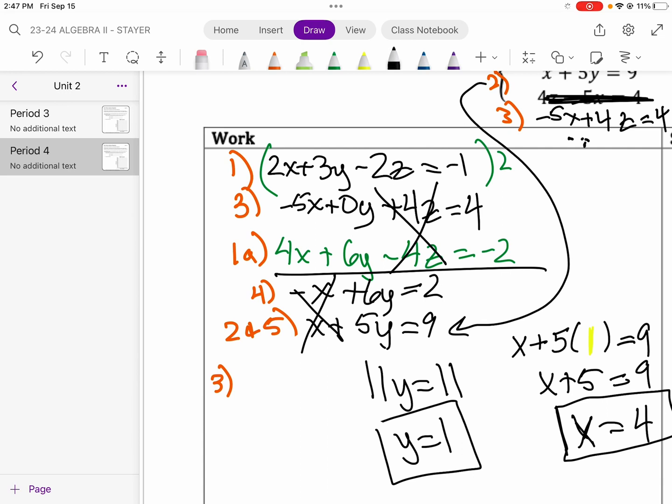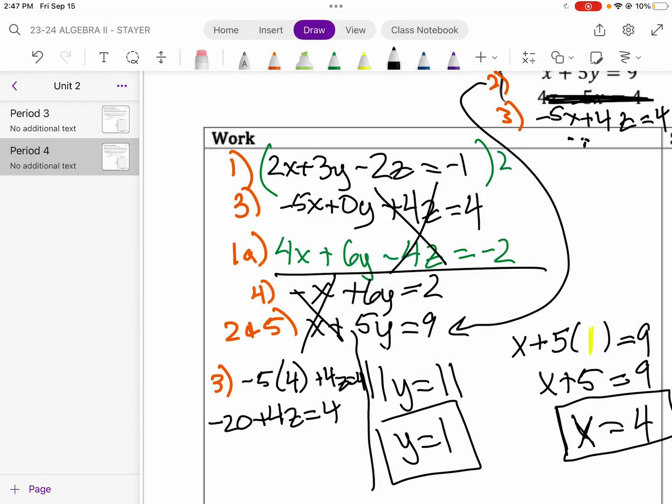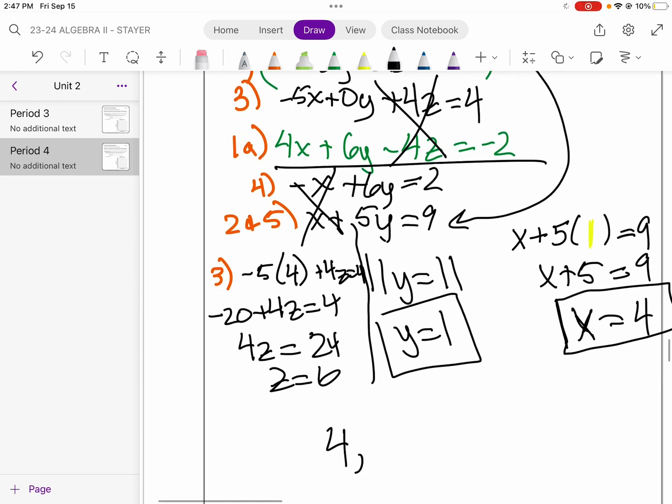So I said -5 times x plus 4z equals 4. -20 plus 4z equals 4. 4z equals 24 and z equals 6. So that would be our final answer: 4, 1, 6 right there.